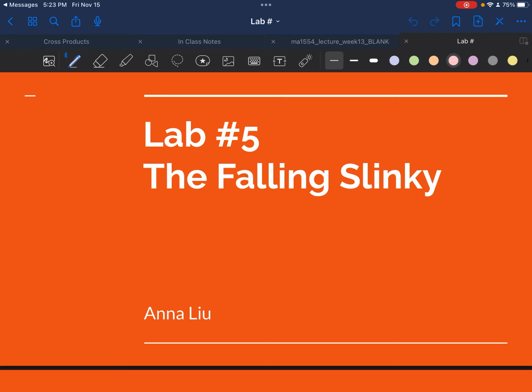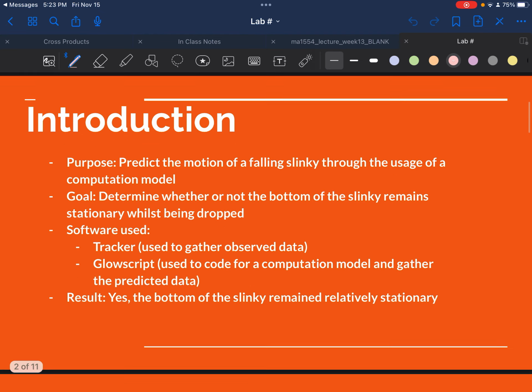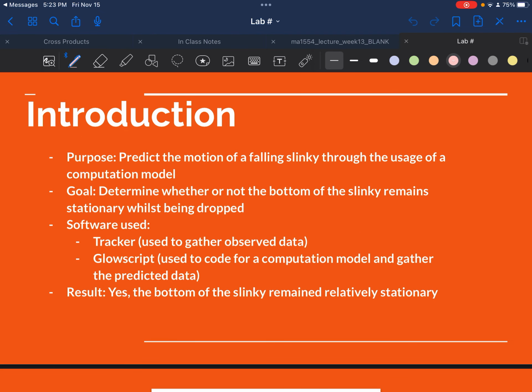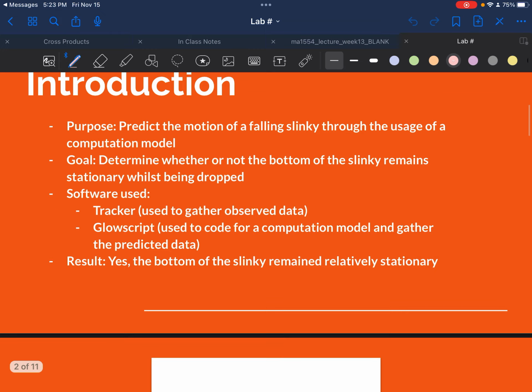Hi, my name is Anna Liu, and this is my lab report for lab number 5, which I chose to be analyzing the motion of a falling slinky. The purpose of this lab is to predict the motion of a falling slinky through the usage of a computational model. And the overall goal is to determine whether or not the bottom of the slinky remains stationary whilst being dropped. And spoiler alert, it basically does.